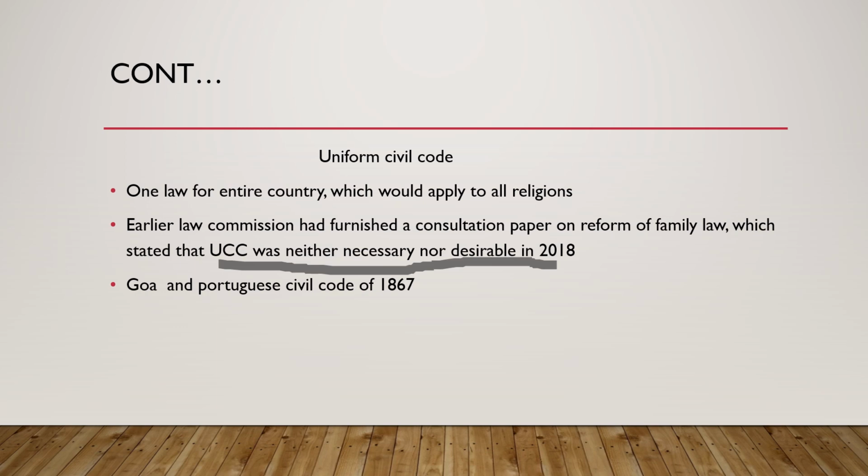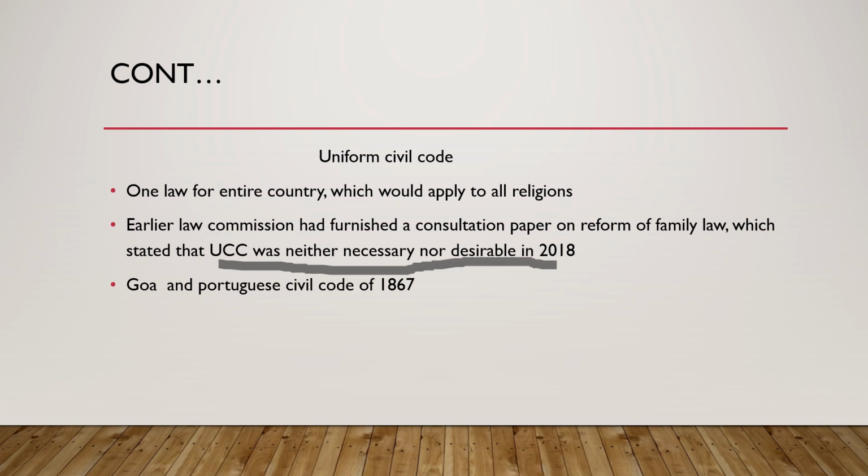So this is, in a nutshell, what the Law Commission said: that UCC is neither necessary right now nor desirable. And the only state which has a similar kind of law, which we can say is a uniform civil code, is Goa, which has the Portuguese Civil Code of 1867. If a Muslim man's marriage is registered in Goa, he cannot go for polygamy. So this was a little bit about the Uniform Civil Code. It comes under Article 44, Directive Principles of State Policy.